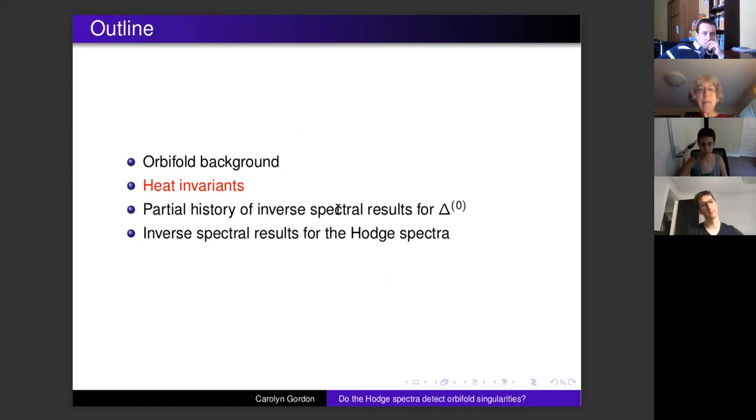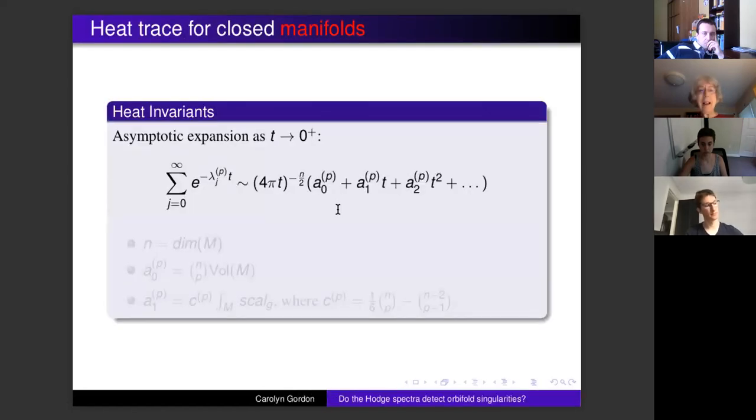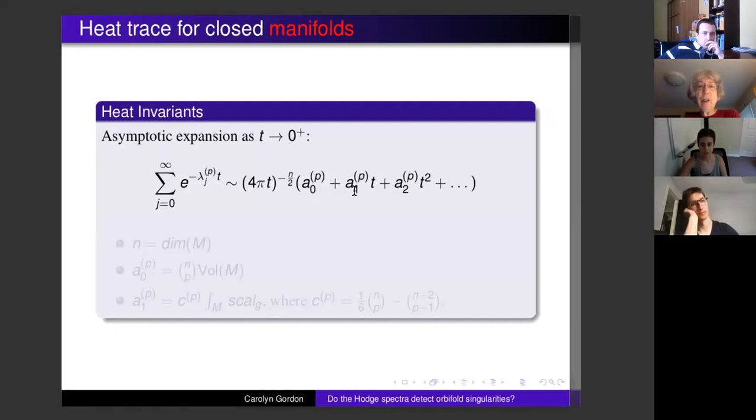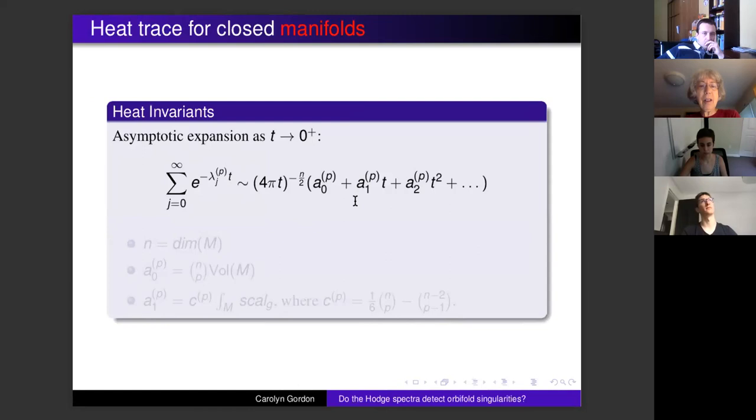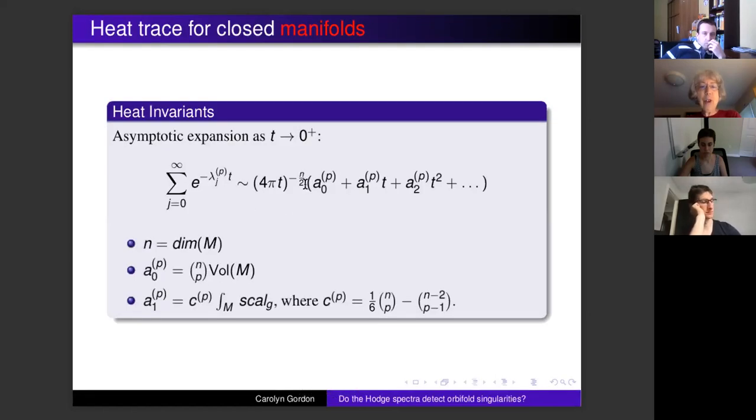So let me say a little bit about heat invariants. So first, of course, in the manifold case, just to introduce our notation, we have the heat expansion where the various coefficients are spectral invariants. So this is for the Hodge-Laplacian of degree P on a manifold, and where, of course, n is the dimension of the manifold.